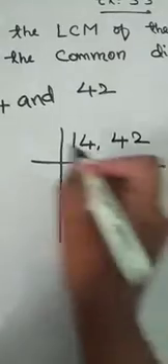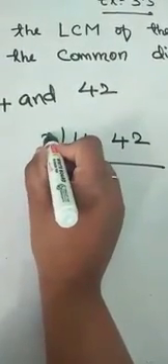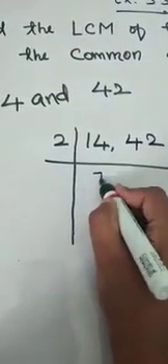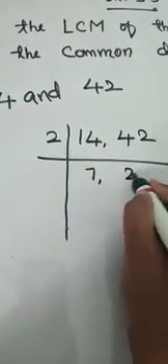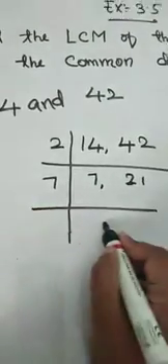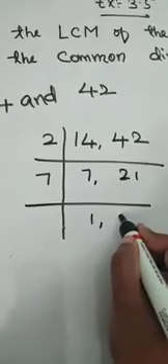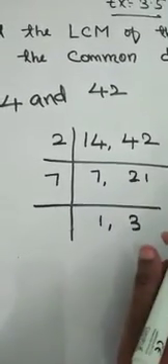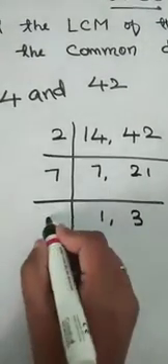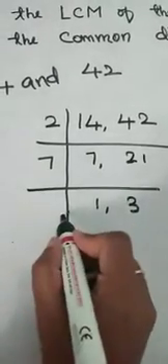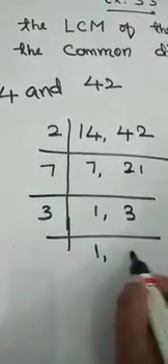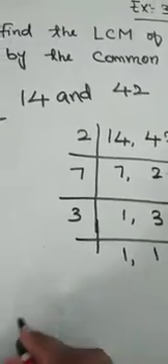So this is the common division method. You should always take small numbers, so I am considering 2. 2 sevens are 14, 2 twos are 4, 2 ones are 2. Next 7. 7 ones are 7, 7 threes are 21. Next 3. This 1 is as it is, 3 ones are 3. Next, what do we have to write?